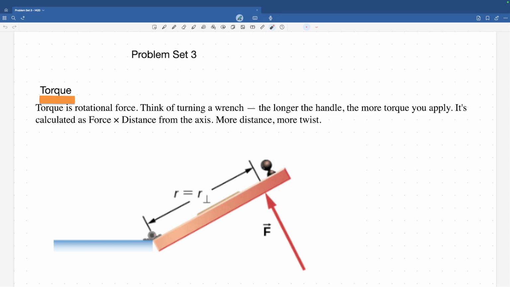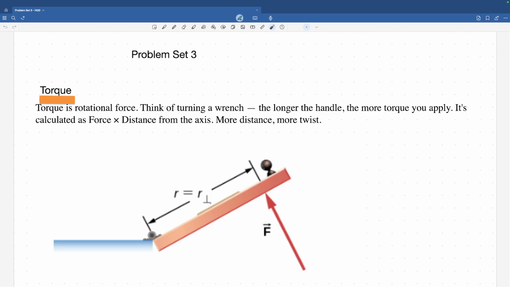So that is the axis. It's called the axis of rotation. So you have where you're applying the force, and you also have the axis. And this is the distance. R is the distance between the force and the axis. It's actually the perpendicular distance. That's the symbol for perpendicular.